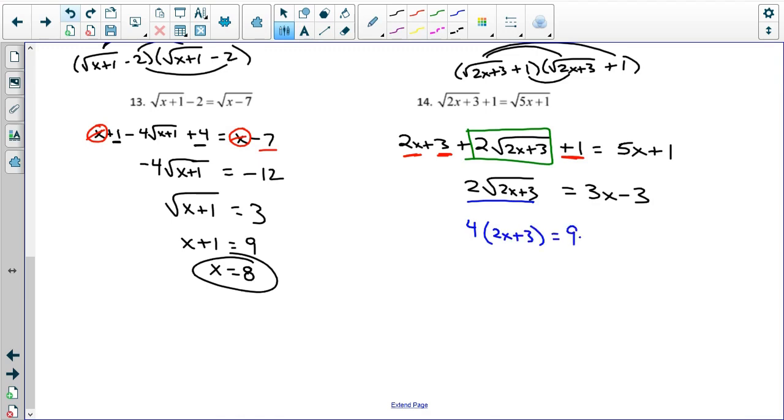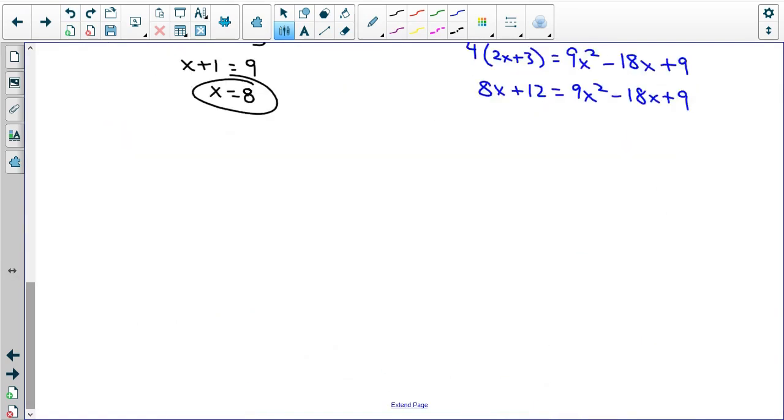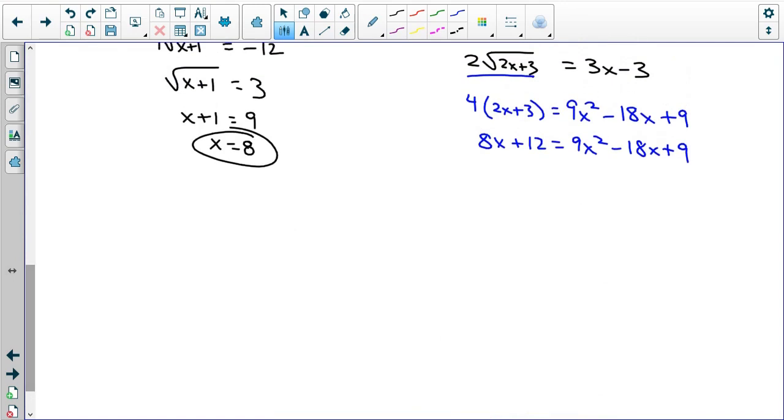The right side of this becomes 9x squared minus 18x plus 9. 8x plus 12 equals 9x squared minus 18x plus 9. And now it just becomes doing what we've done ever since the quadratics unit. So 9x squared minus 26x minus 3 equals 0.